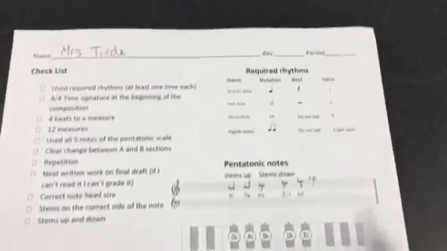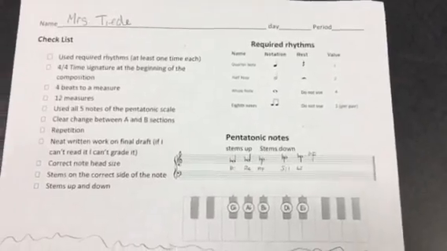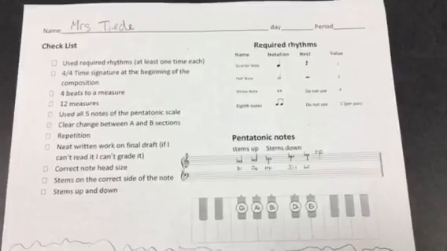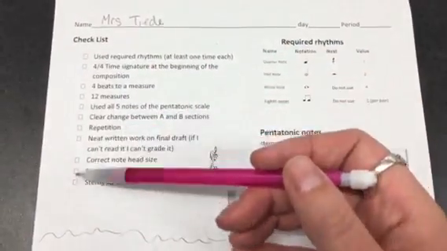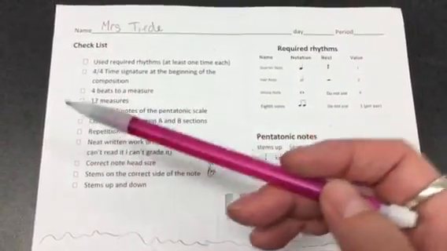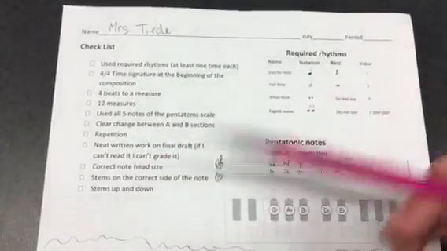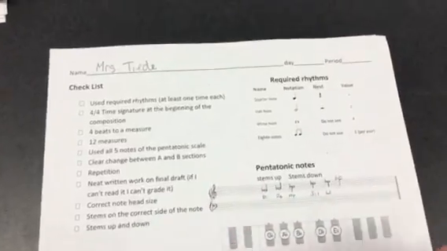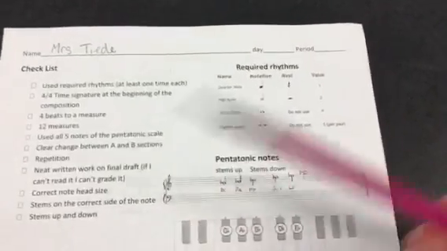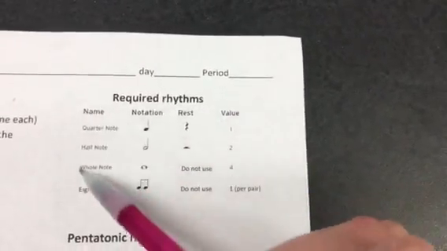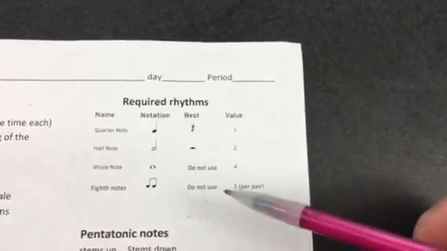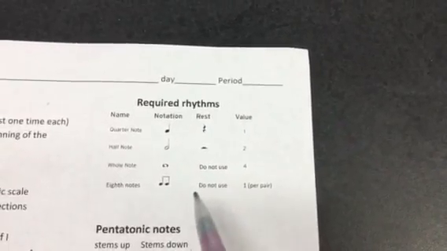Now, this part up here is your favorite part of the paper. This is going to tell you basically everything you need to know about this composition, all right? There's a cool little checklist over here. If you check off everything on this list and you actually have it on your paper, you will get 100%. I guarantee it. If you check it and you actually did it right and followed what it asks you to do, you will get 100%. Up here, these are the required rhythms. You can do more than what's here, but these are the ones that you have to use.